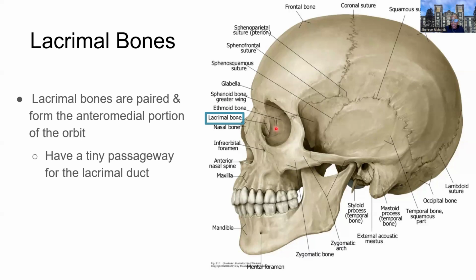All right. And this is really a tiny passageway for the lacrimal duct. And the nasolacrimal duct is what allows our tears to drain down into the nasal cavity. So if you've ever been crying and you sort of get snuffly, that is the duct, the passageway that allows us to drain tears into the nasal cavity. So that is formed by the lacrimal bones.